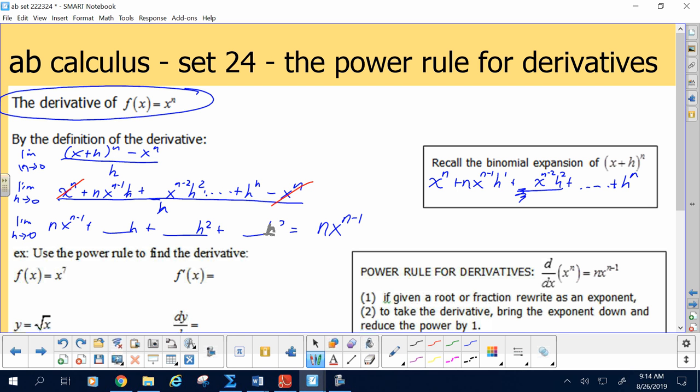So it feels like the quick way to take the derivative of x to the n is the exponent comes down and becomes the coefficient, and the exponent drops by 1. The original exponent comes down, drop the exponent by 1.